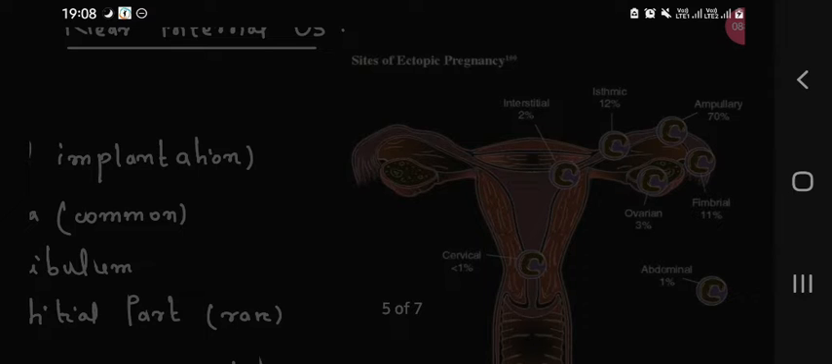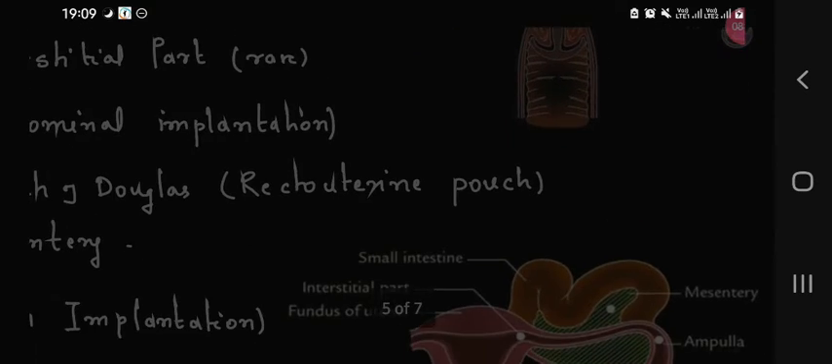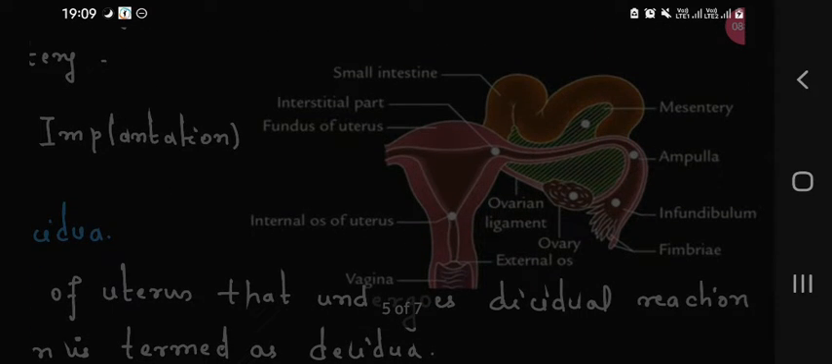Sites of ectopic pregnancy: cervical, less than 1%, interstitial 2%, isthmic, ampullary 70%, and fimbrial 11%, ovarian 3%, abdominal 1%. Small intestine, interstitial part, fundus of uterus, internal os of uterus, vagina, ovarian ligament, ovary, external os, fimbriae, infundibulum, ampulla, and mesentery.